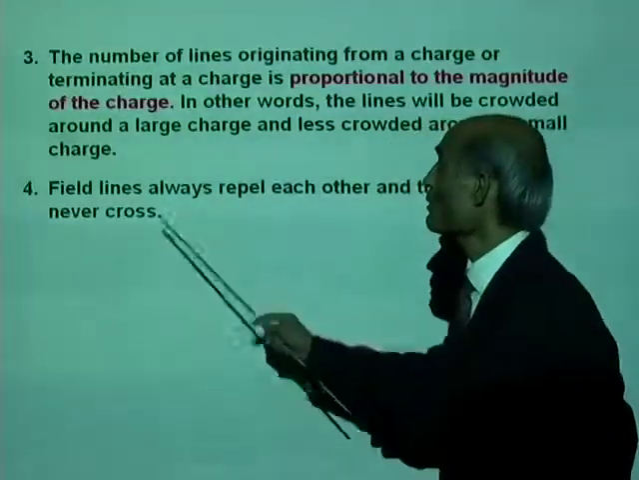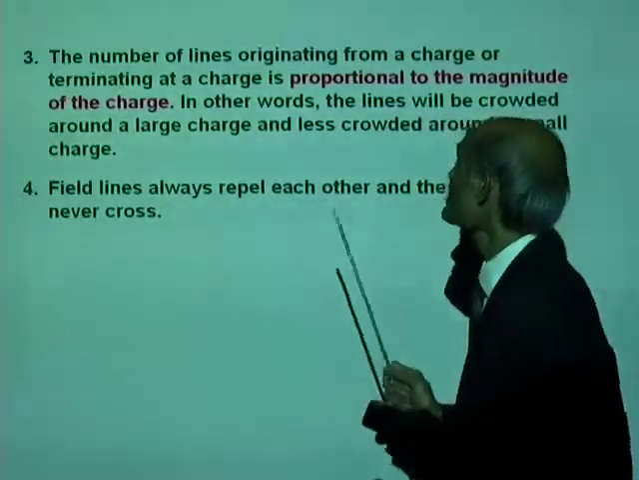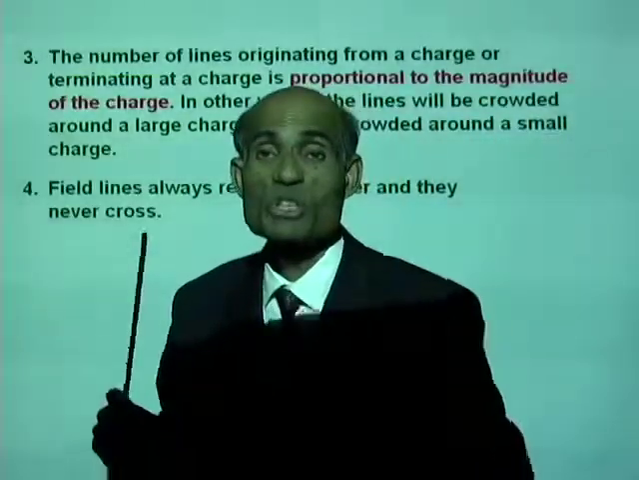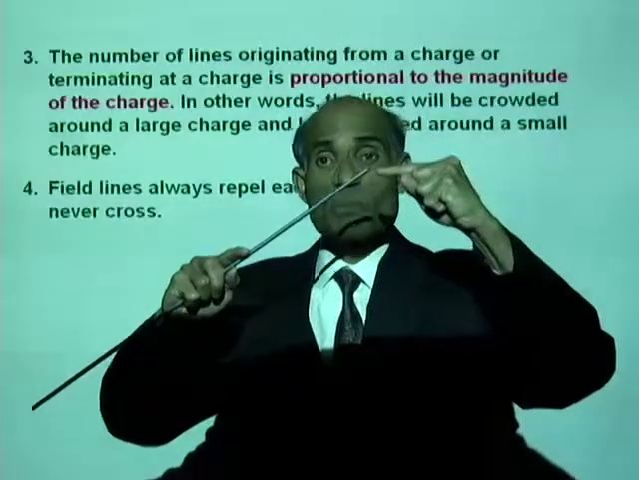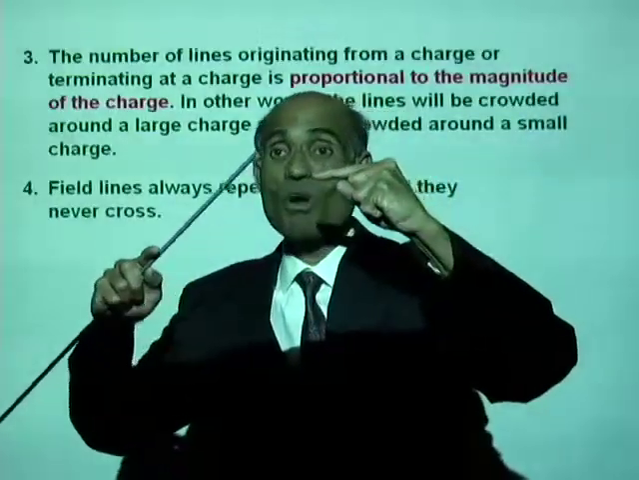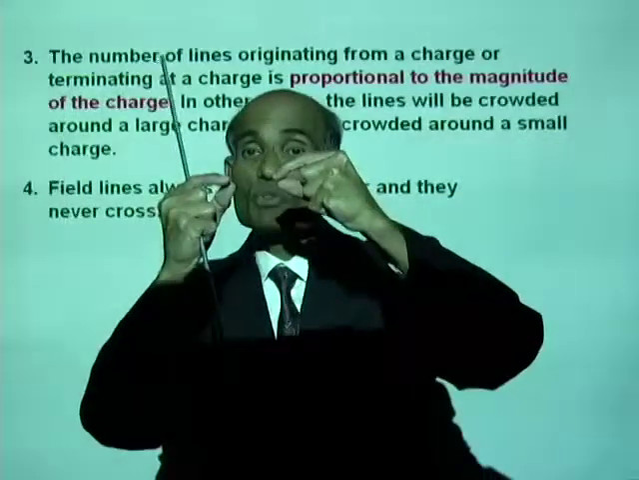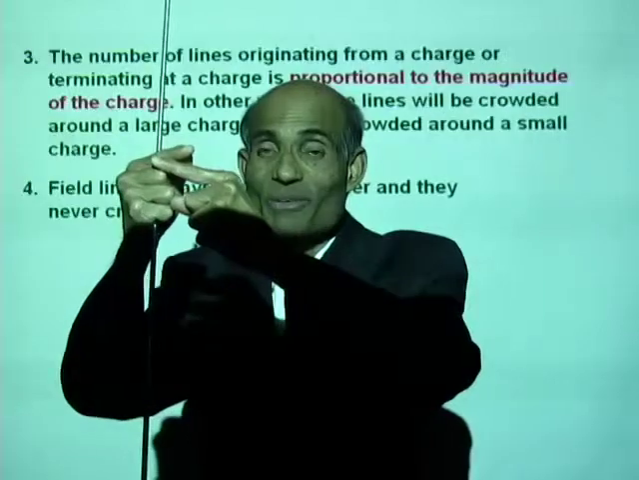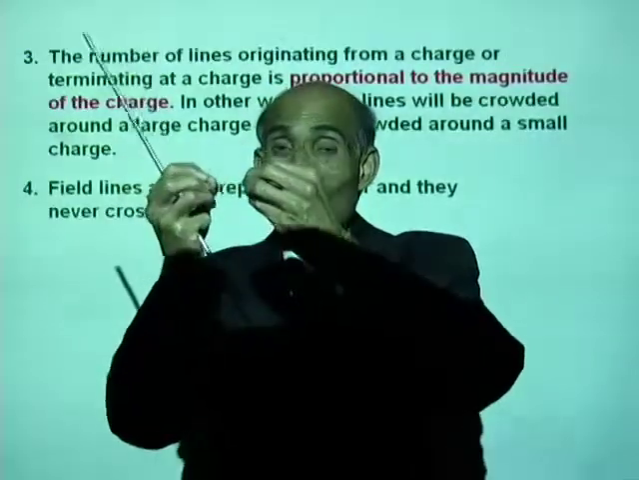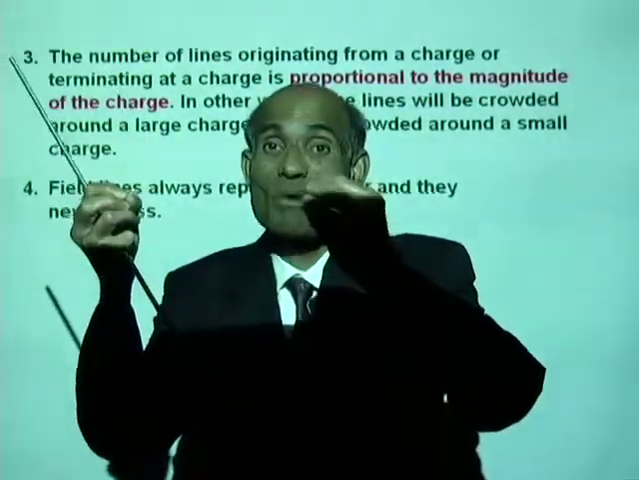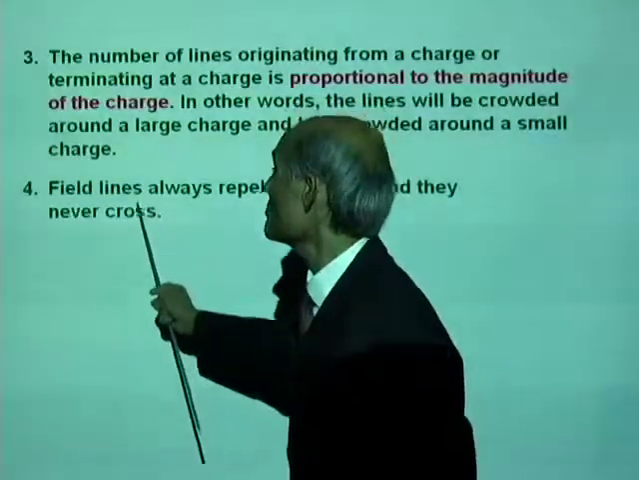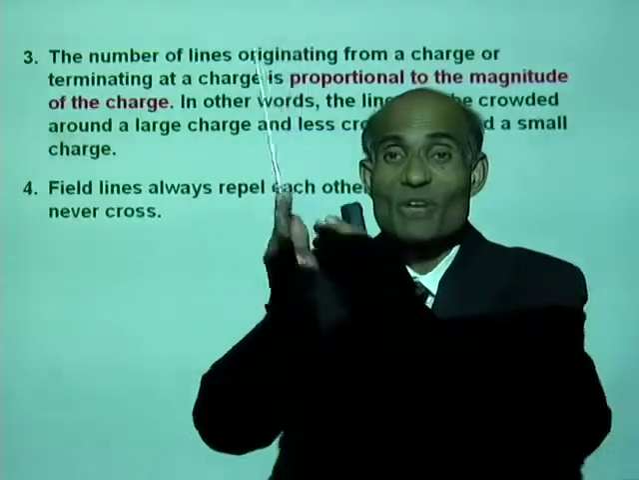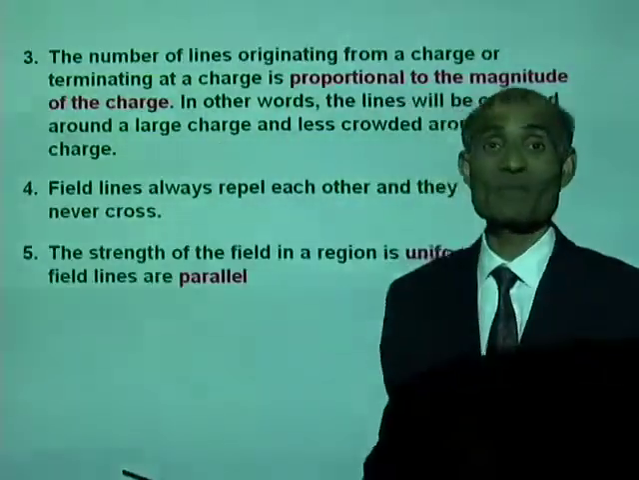Property number 4, field lines always repel each other and they never cross. You see, a field line is actually the path taken by a positive test charge. If two positive test charges move, can they ever cross each other? No, because a positive charge always repels a positive charge. And that is the meaning of this property. Field lines can never cross each other. They always repel one another.